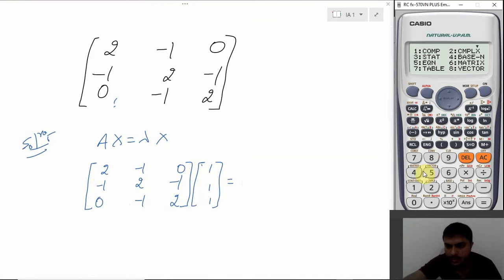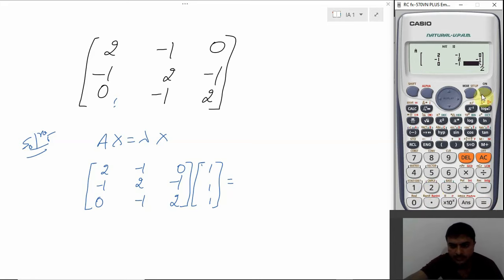Go to setup mode, go to matrix 6, then 1. It is 3 cross 3, so I will put 1. Just substitute 2, equal to, -1, equal to, 0, equal to, next -1, equal to, 2, equal to, -1, equal to, 0, equal to, -1. You should be fast, students. So here the data is filled.